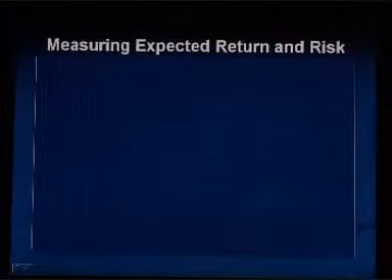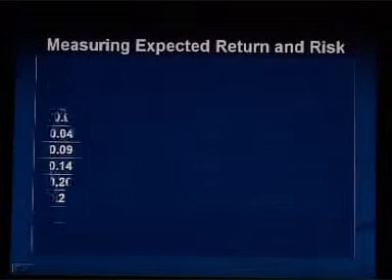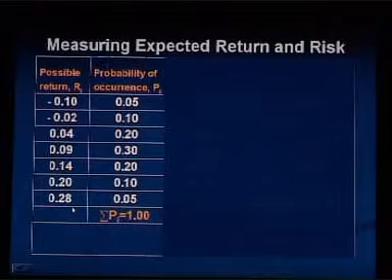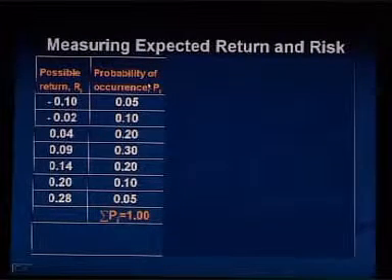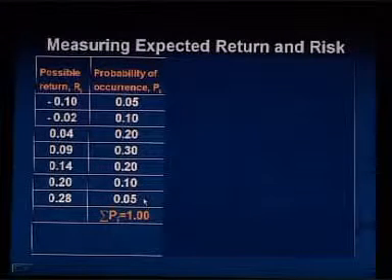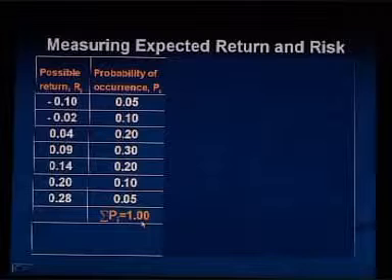Just consider this example here, measuring expected return and risk. Here you can see that there are possible returns from any particular security where return may be minus 10% or minus 2% or 4% return, 9%, 14%, 20% or 28% return. And we can find the probability of each occurrence. That means, for minus 10% return, probability is 5%. Similarly, you get the probability for different types of returns here, and the summation of all probabilities will be 1.